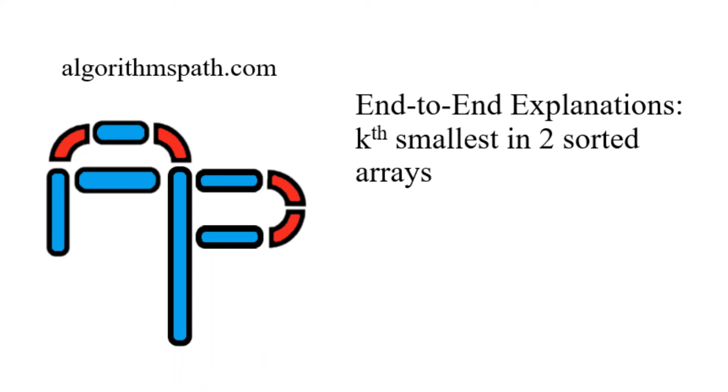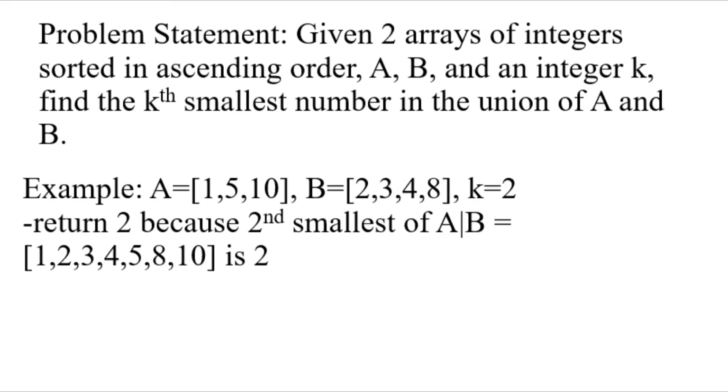In this video, we will be providing an end-to-end explanation of the question Kth smallest of two sorted arrays. Let's discuss the problem statement. We are given two integer arrays sorted in ascending order, A and B, along with a valid integer k. We then would like to find the Kth smallest element within the union of both arrays.